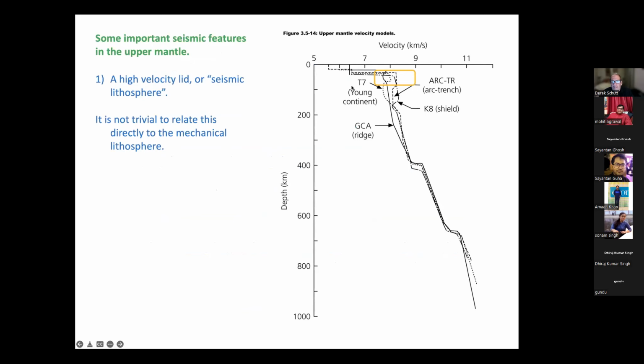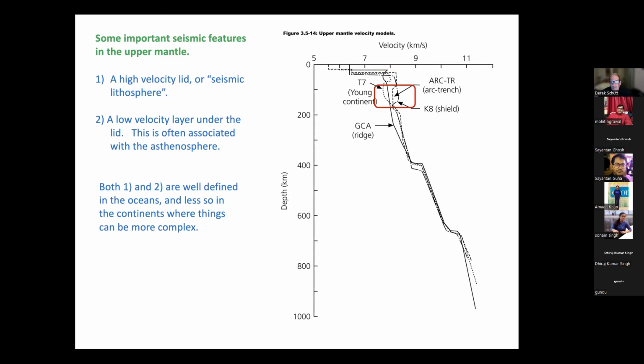So here's an example. These are velocity plots. So the x-axis is velocity, the y-axis is depth, done at a variety of different locations. And what we see at some locations is a high velocity lid, and then a low velocity layer under the lid. This is often associated with the asthenosphere, and this high velocity feature is often associated with the lithosphere.